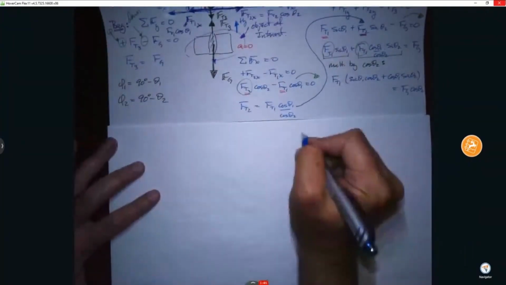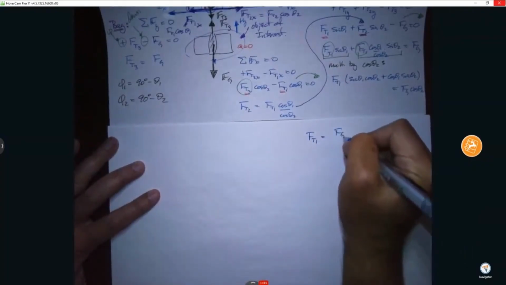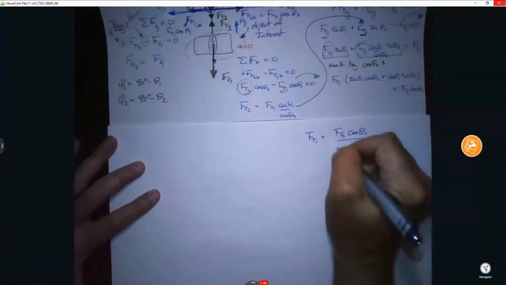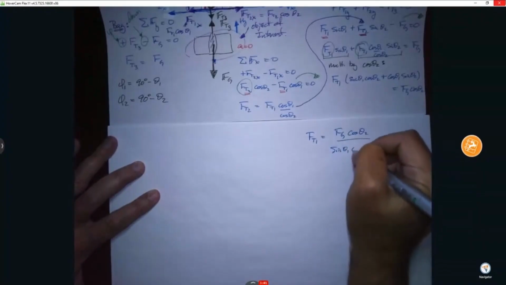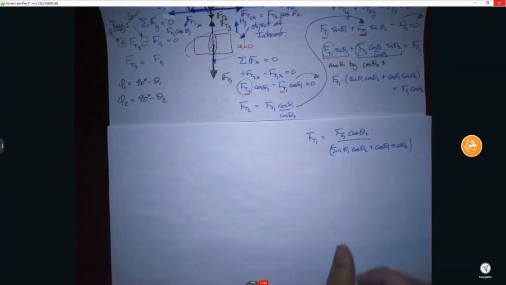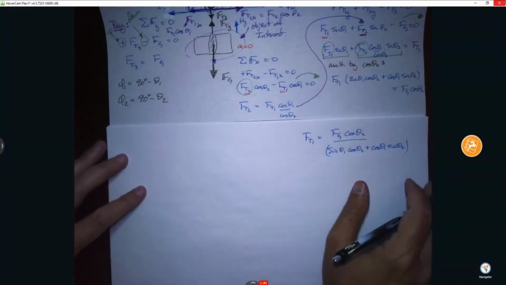Therefore, force tension 1 is Fg cosine of theta 2 divided by the sine of theta 1 cosine of theta 2 plus the cosine of theta 1 sine of theta 2. This is essentially a trig identity, the sum angle identity for sine.